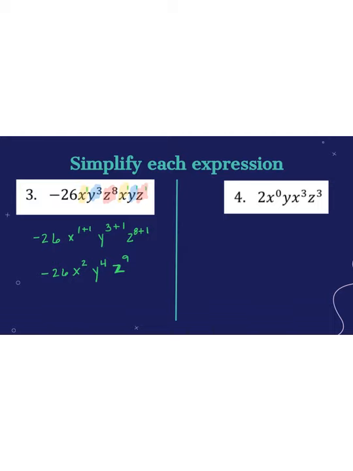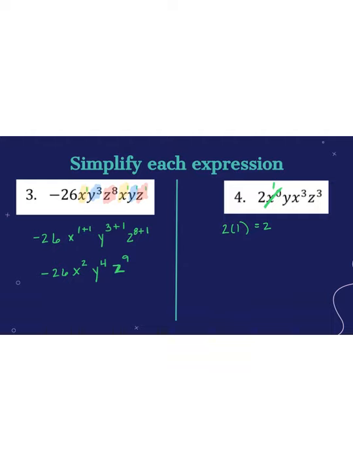Okay, number 4, we have 2, x to the 0, y, x to the 3, z to the 3. Okay, right away I notice that I have x to the 0. And if you remember, anything to the 0 power equals 1. So that means all of this comes out and it really just equals 1. So that's like saying 2 times 1. Well, 2 times 1 equals 2.